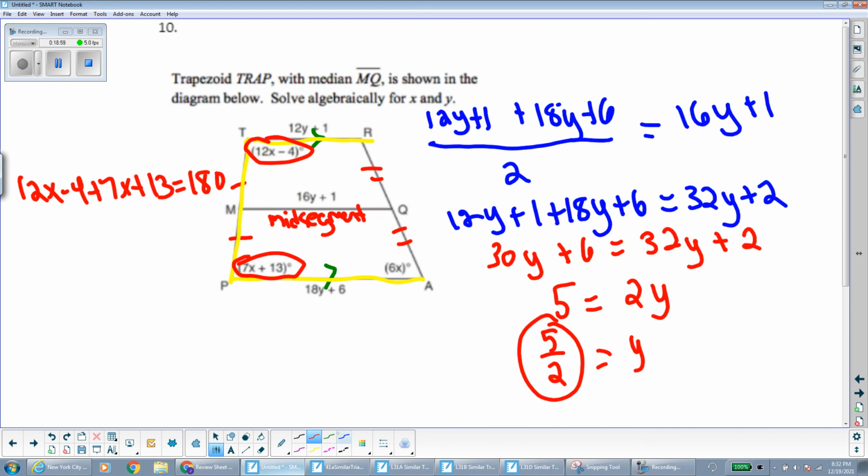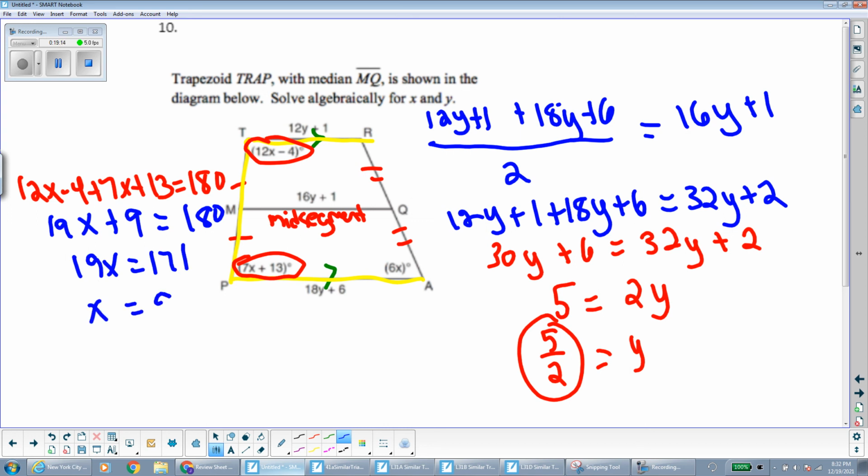So combining my like terms, I get 19x plus 9 equals 180. Subtracting 9 on both sides, I get 19x equals 171. And dividing by 19, I get x is equal to 9. And there we have answered the question.